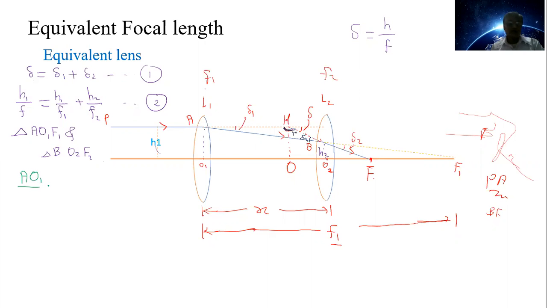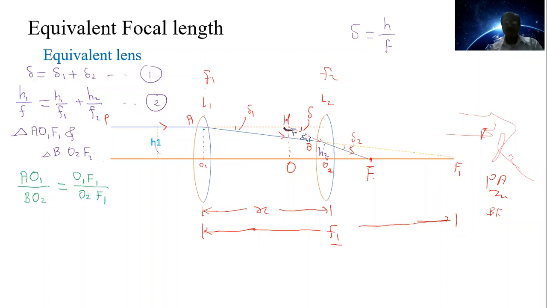AO1 upon BO2 means A1O1 upon BO2 is equal to O1F1 upon A1 for this first term. O1F1, and for the second angle triangle, the analogous side is O2F1. O2F1.